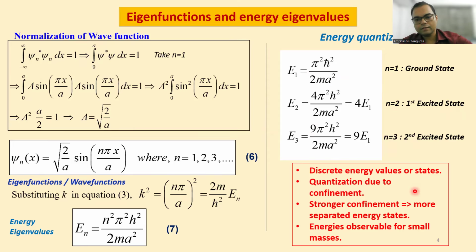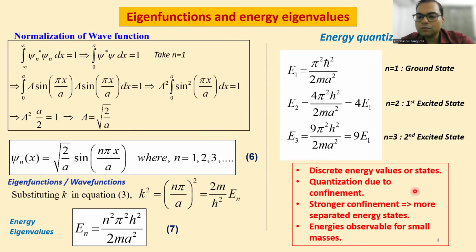This discretization of energy states is happening due to quantum confinement of a system. The system is being confined and then the energy is getting quantized. That is the key concept behind quantum confinement, and the name also comes from this: quantization due to confinement is happening in this case, so we call it quantum confinement.